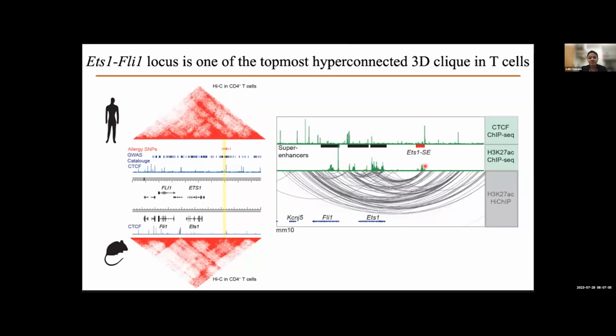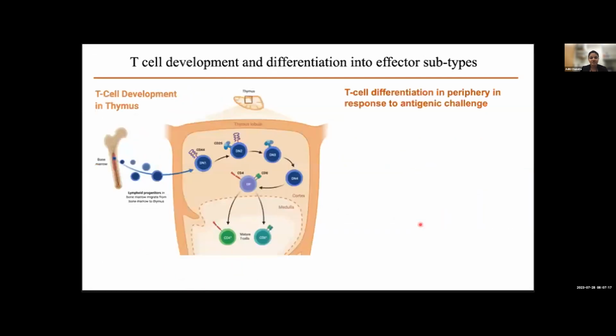To study how this region, or the hyperconnectivity associated with this region, is important, we deleted this piece of DNA in mice and we wanted to see how it affects the mice. We wanted to see in mice how T cells are affected in terms of T cell development and differentiation.